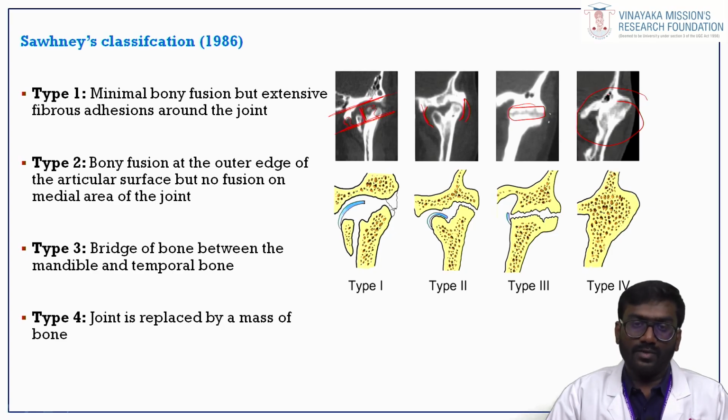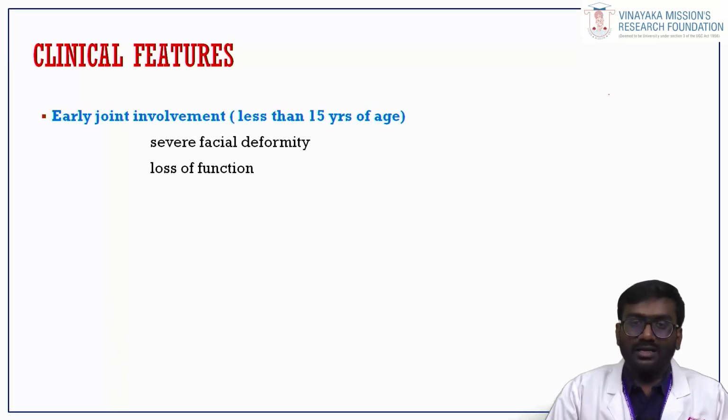Type 1, you will have only majority of fibrous adhesions with less amount of bony fusion. In type 2, you have bony fusions which is happening around the periphery of the joint, and in type 3 you have bony fusions in the middle of the joint, whereas in type 4 the entire joint is replaced by bone. So moving on to the clinical features.